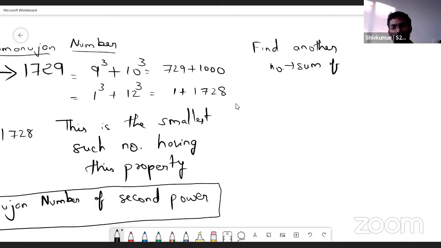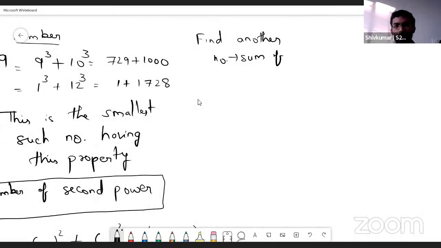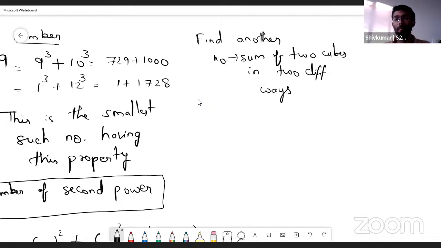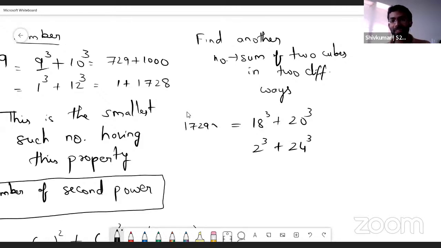Find another number that can be written as the sum of 2 cubes in 2 different ways. Right, so if you multiply by 2, then what should you multiply the LHS with? I take this 9 and multiply with 2. So basically I have 18 cube plus 20 cube and the next becomes 2 cube plus 24 cube. What will happen to 1729? What will that be multiplied with? 8. Exactly. So this is another number having this property.